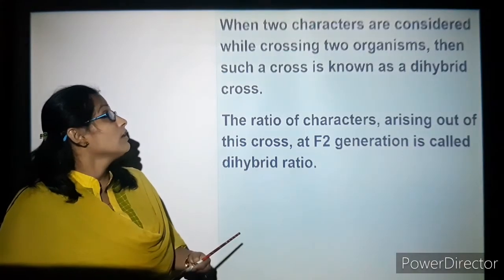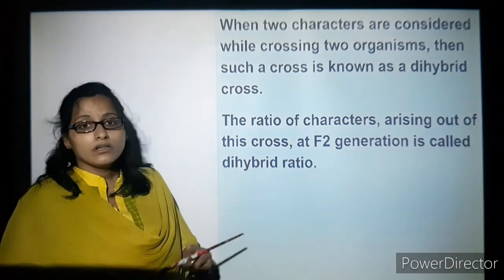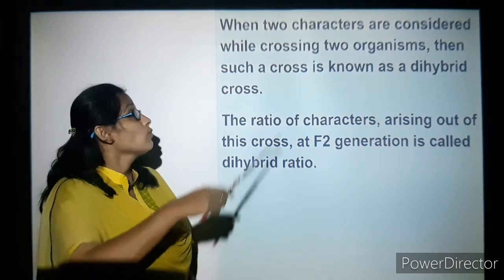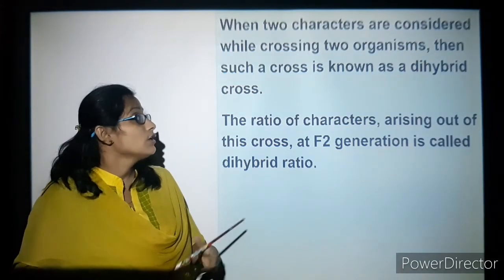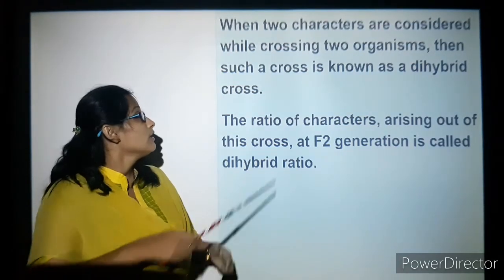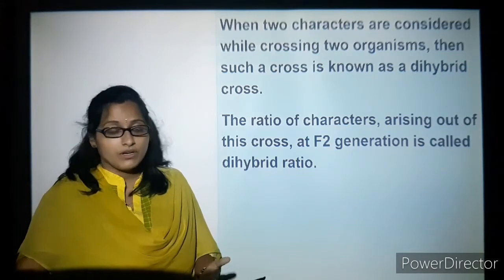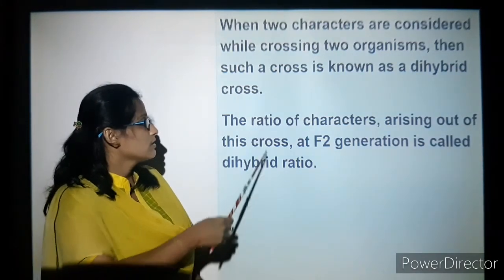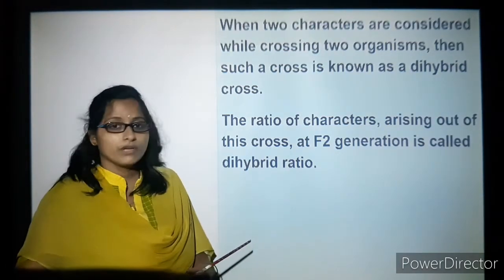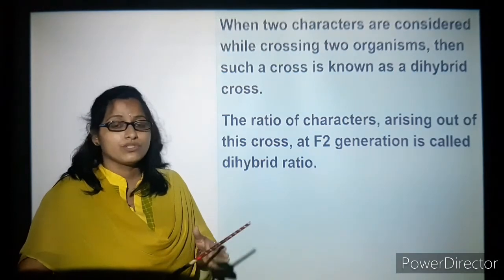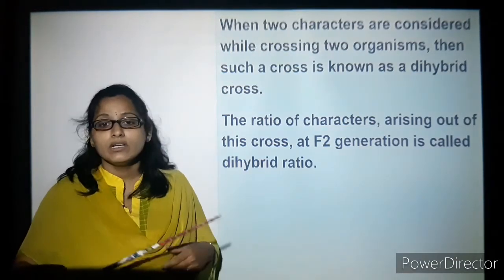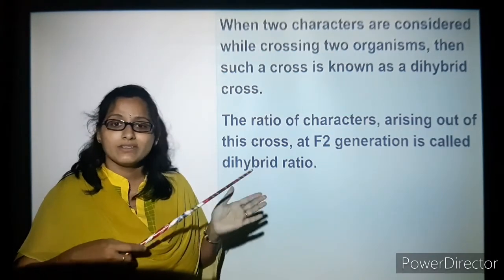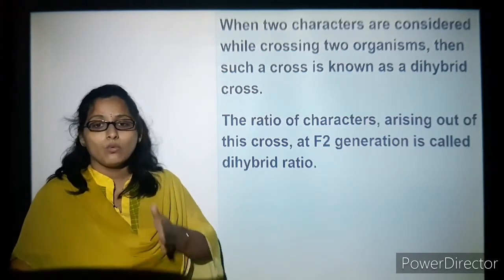So next one. It's about the dihybrid cross explanation now. When two characters, as I told, are considered while crossing two organisms, then such a cross is known as dihybrid cross. So you can see here the ratio of characters in which F2 generations are produced, that is what you can see in the Punnett square. It is called the dihybrid ratio. The dihybrid ratio was 9:3:3:1.